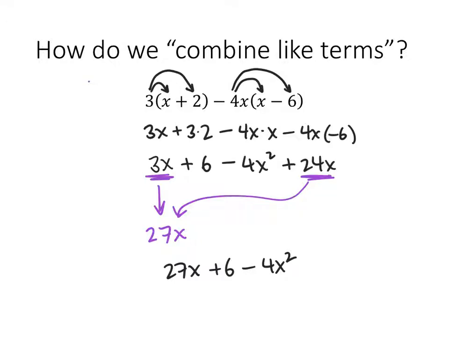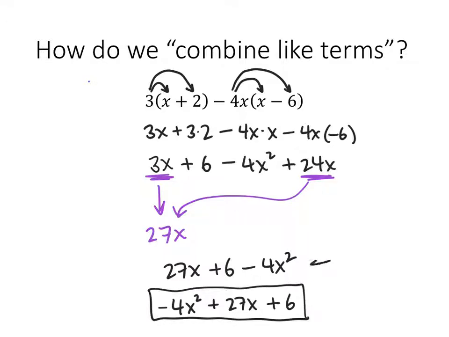It's typically not the way that you would see this written, because usually when we have expressions like this, we write them in order from the highest power down to the lowest power. So I would typically write this with a minus 4x squared first, and then the plus 27x, and then the plus 6. So this is not incorrect, but it's just not how you would typically see it written. So that's how we combine like terms and simplify algebraic expressions.